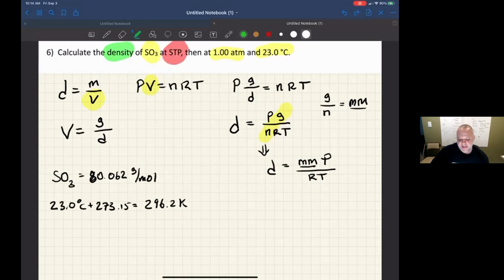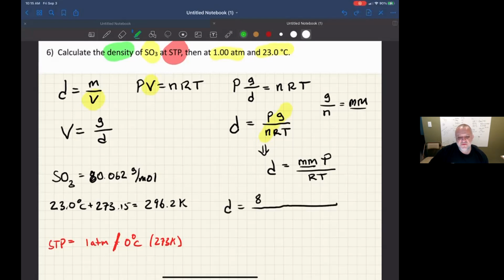But what about the first half, the calculate the density at standard temperature and pressure? Well, what is standard temperature and pressure? What this problem is doing is testing your ability to memorize the definition of standard temperature and pressure. It's something you need to know. Standard temperature and pressure is 1 atmosphere and 0 degrees Celsius. And what is 0 degrees Celsius in Kelvin? Well, it's 273 K. And so the only difference between the first half and the second half of the problem is they want you to change the temperature, since the pressure is 1 atmosphere in both cases.